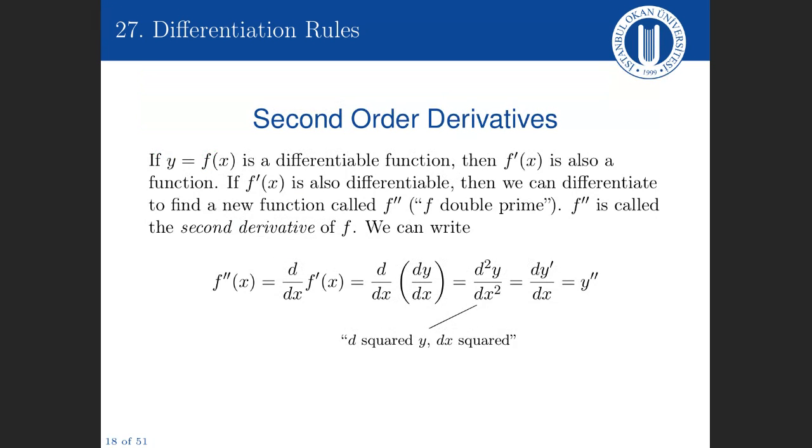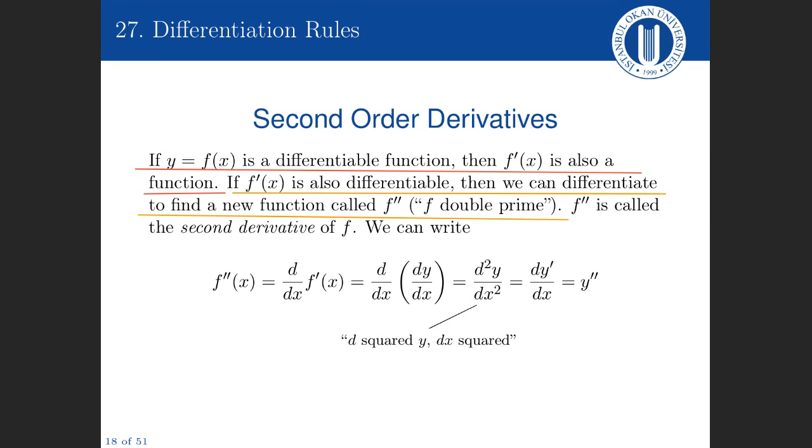Second order derivatives. If we start with a function f, which is a differentiable function, we differentiate it, then we get a new function called f prime. Sometimes f prime is also differentiable, and we can differentiate it a second time. If we differentiate a second time, we get a third function, which we call f double prime.